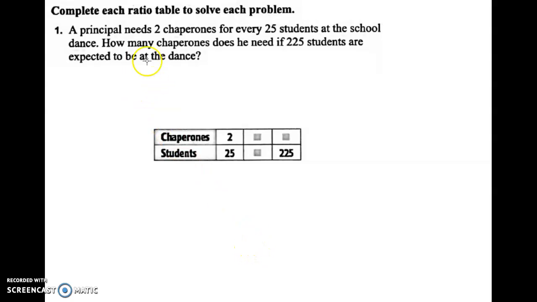Alright, so we've been talking about ratio tables, and this is an assignment we're going to be doing with you guys. It says complete each ratio table to solve each problem. A principal needs 2 chaperones for every 25 students at the school dance. So how many chaperones does he need if 225 students are expected to be at the dance?